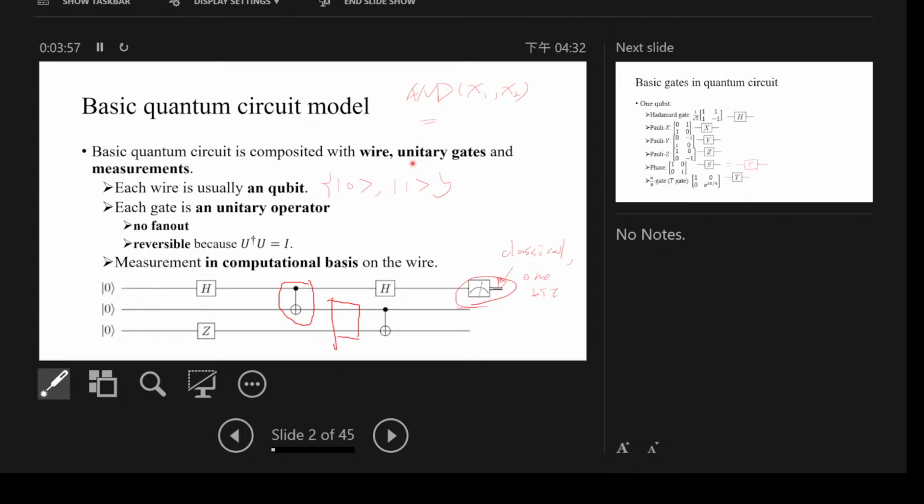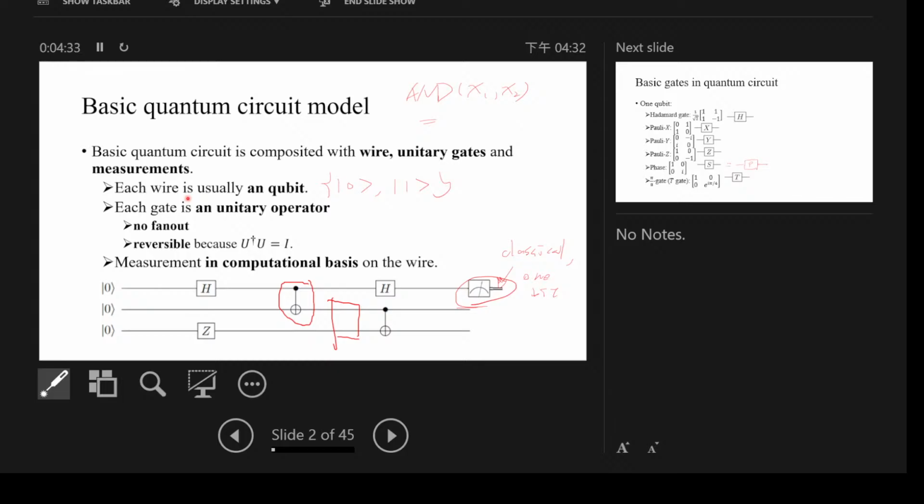And each gate is now a unitary operator. We have a very strong restriction on gates, because as we say in our quantum postulates, any quantum operation you can do is a unitary operator. So every gate here is also a unitary operator. That means two things will happen here. First, there is no fan out. You cannot have one wire become two wires, because there is no cloning.